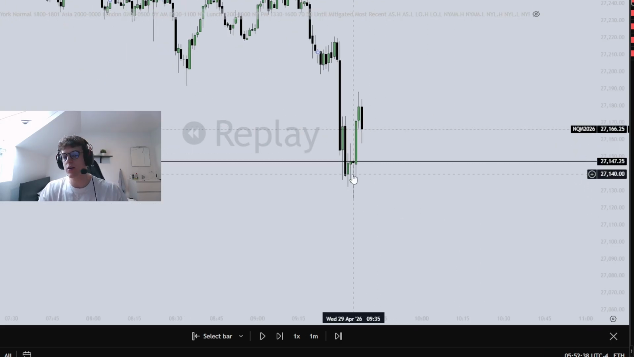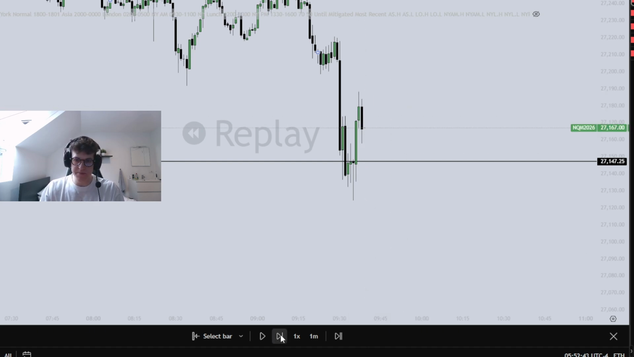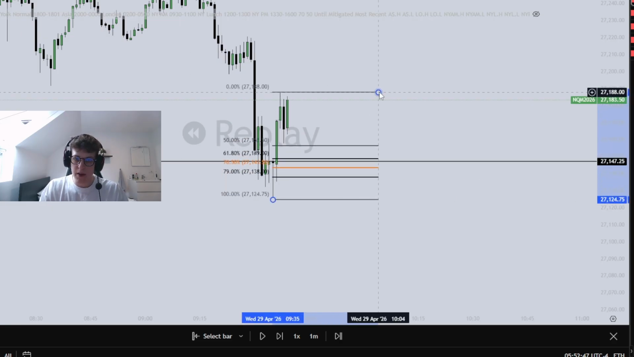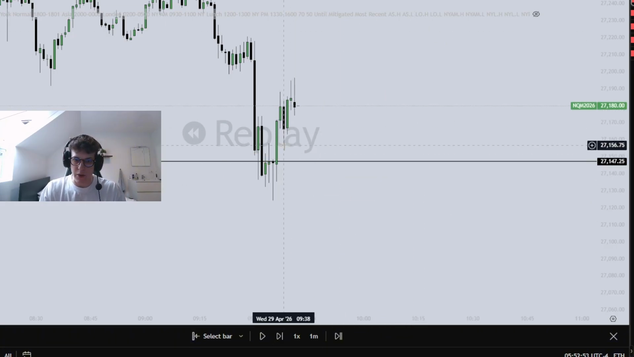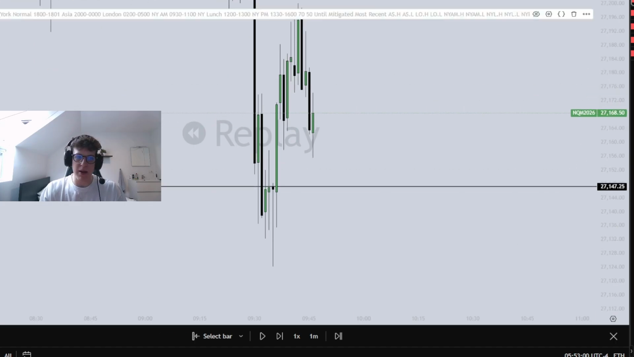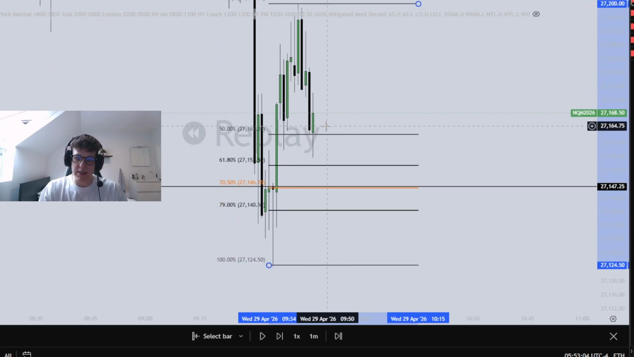So I waited a little, and then I wanted to take a continuation setup. I wanted to take a rebalance of this range and then look for my entry model, but that didn't happen. So I just waited, and I knew we still had to rebalance that range. So I waited for that. Bang, we rebalanced the range perfectly.